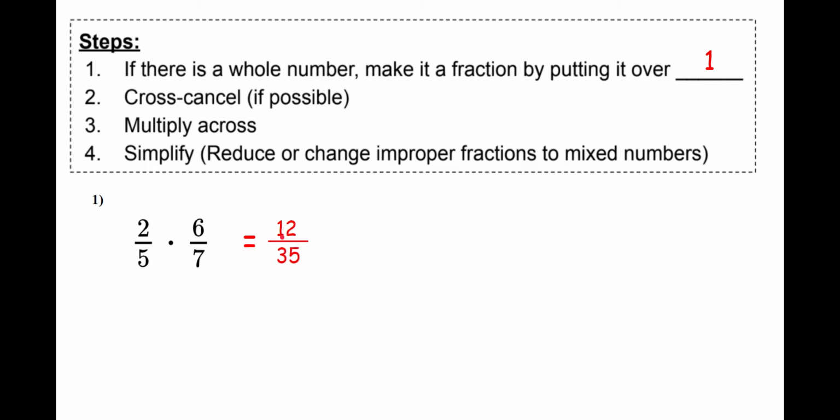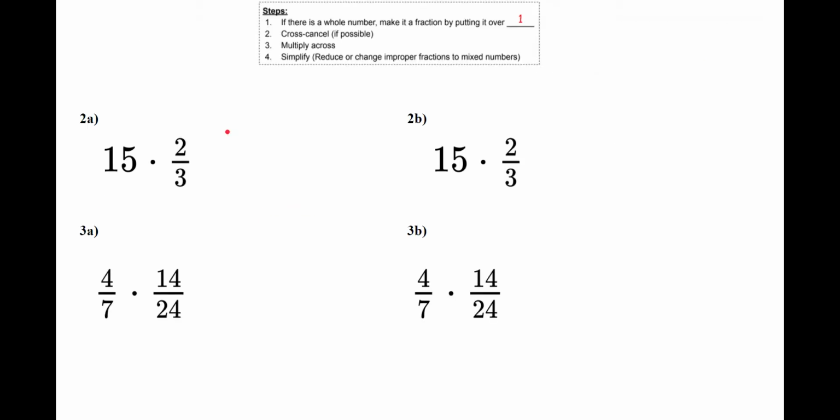Now, this is not an improper fraction because the numerator is smaller than the denominator, and it can't be reduced. 2 doesn't go into 12 or 35, nor does 3 or 7. So this is our final answer. We can box it. Let's look at some more examples, some trickier ones.